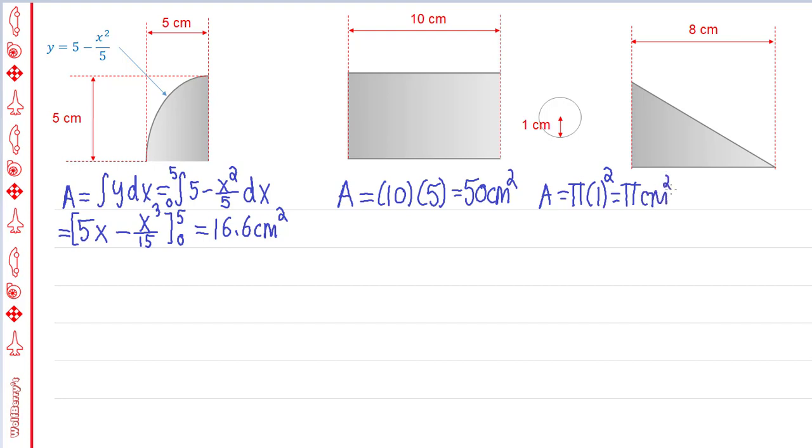And finally, the area of a triangle is half base times height. The base here is 8 and the height is 5. Well, half of 8 is 4. 4 times 5 is 20. So the area is equal to 20 centimeter squared.